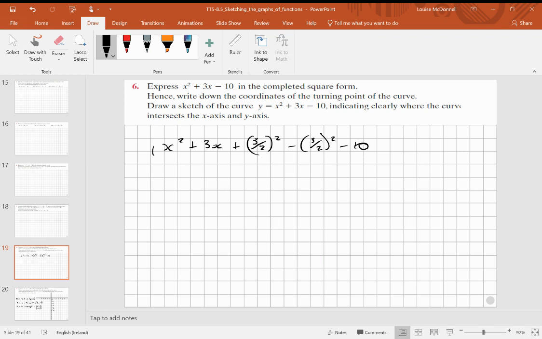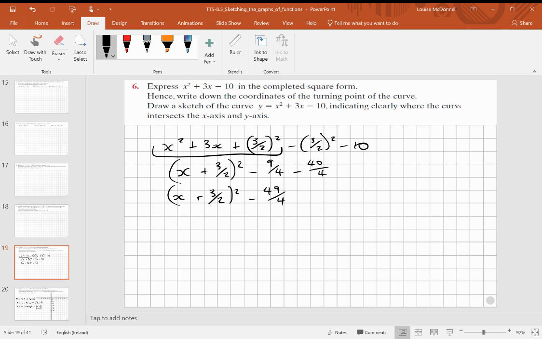So this part here now forms a perfect square. And we can rewrite that as x plus 3 over 2 to be squared, minus 9 over 4, because it would be 3 by 3, which is 9, and 2 by 2, which is 4. And then I'm going to change the 10 to quarters. So that's going to be 40 quarters. So x plus 3 over 2 to be squared minus 49 over 4.